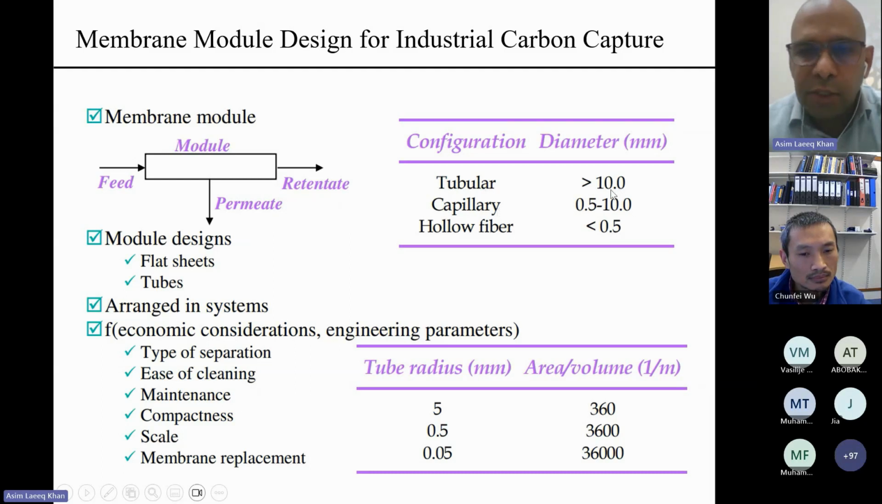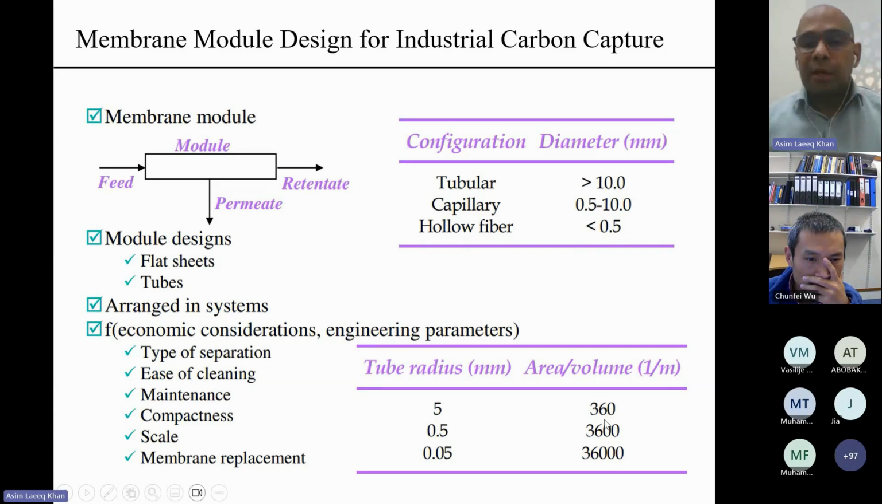Capillary membranes are the ones which have a diameter between 0.5 and 10 millimeters, whereas the most common type of membrane module designed for carbon capture are hollow fiber membranes that have a diameter of less than 0.5 millimeter. The smaller the diameter, the smaller the radius of the tube, the higher the area per volume ratio of the membrane. And as we know, membrane plants are generally extremely compact as compared to competing technologies, and this is the reason why hollow fiber membranes are generally preferred.